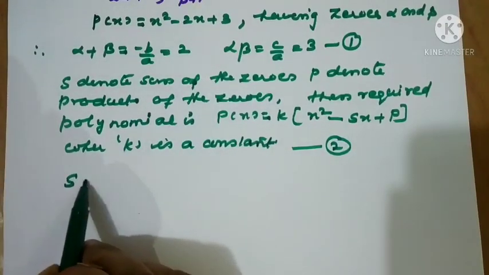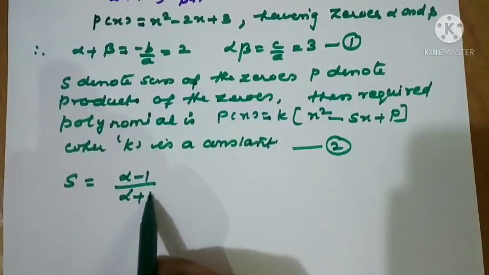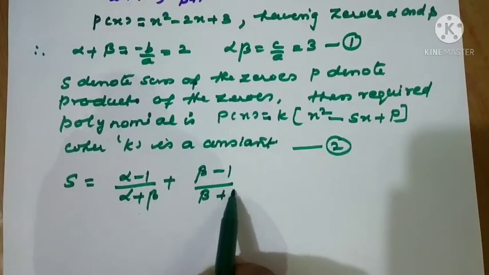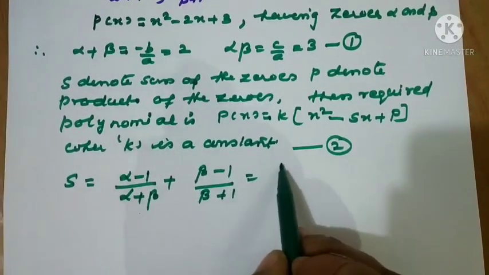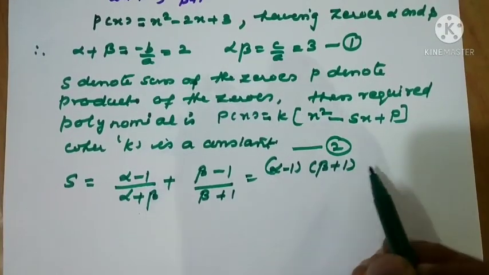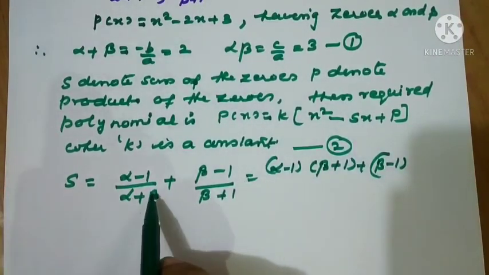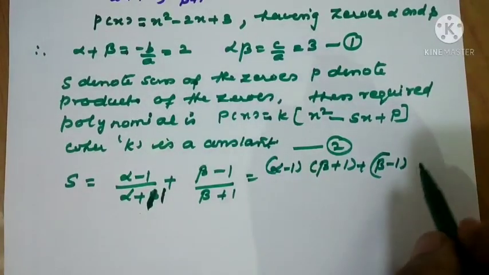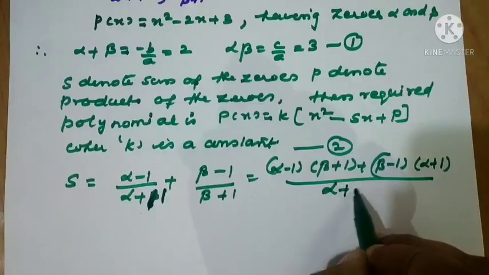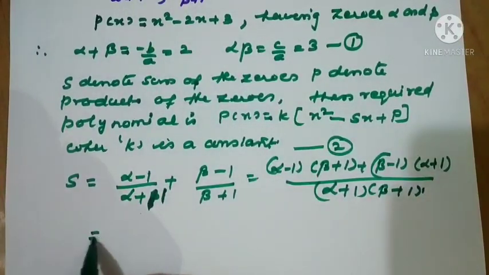Now let S be calculated. What are the new zeros? Alpha minus 1 by alpha plus 1 plus beta minus 1 by beta plus 1. So cross multiply by taking the LCM. Alpha minus 1 into beta plus 1 plus beta minus 1 into alpha plus 1, here 1 only, not beta, divided by alpha plus 1 into beta plus 1. Okay, expand the bracket.